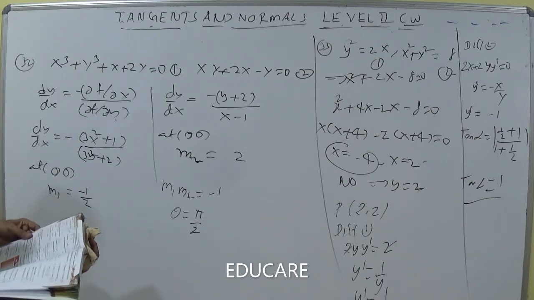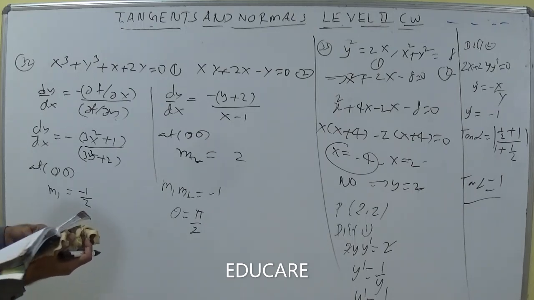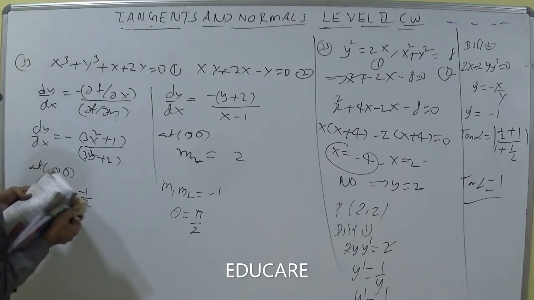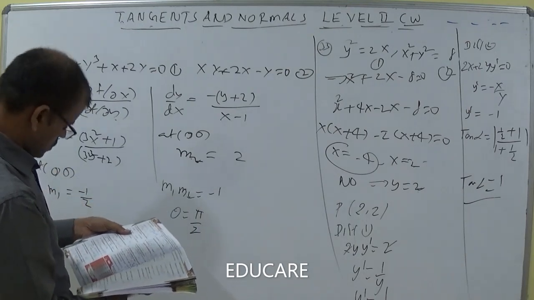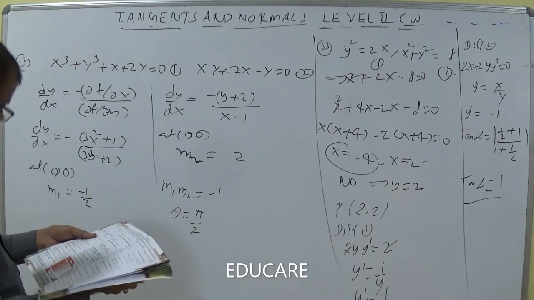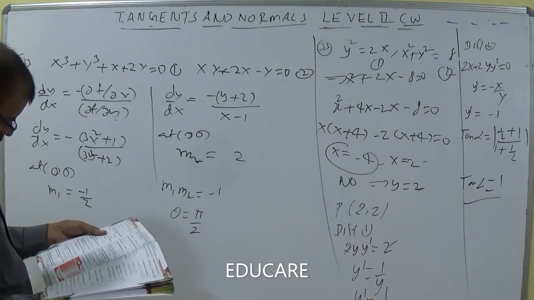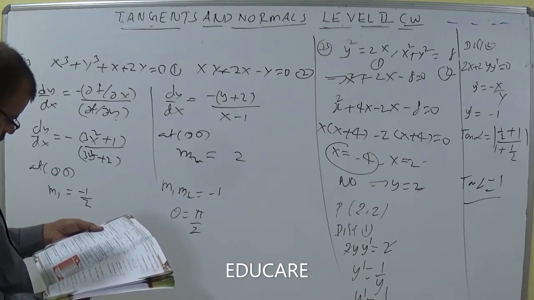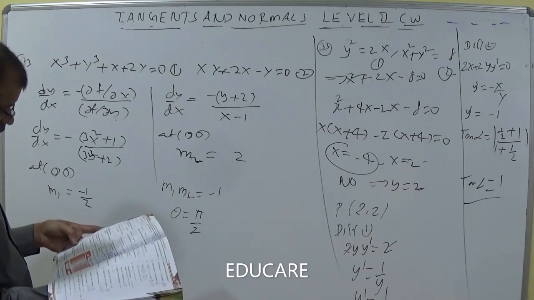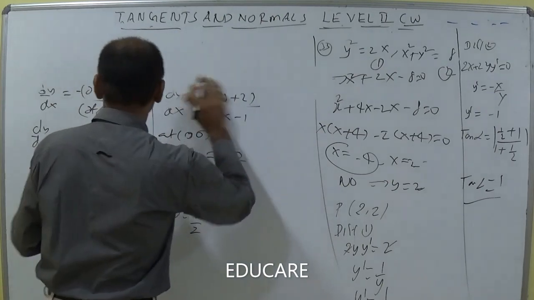Next one, 32. Students, I think this sum is 33. Now let us discuss 32, y equal to 2x and x cube plus y cube. Another sum I said was 31, x cube plus y cube plus x plus 2y, xy plus. So this is 31, and 32 I missed it. Now let us discuss question 32.